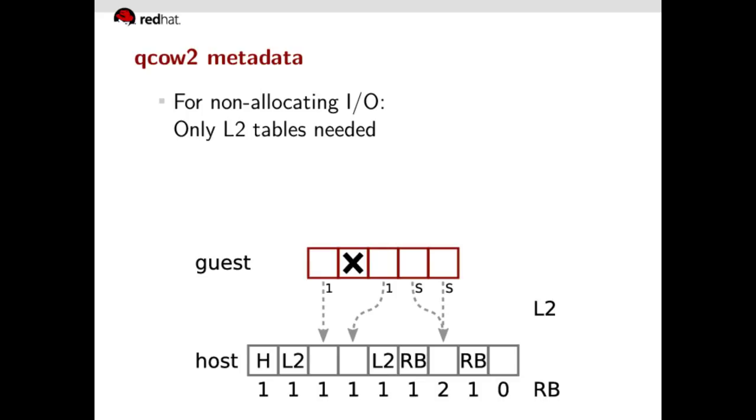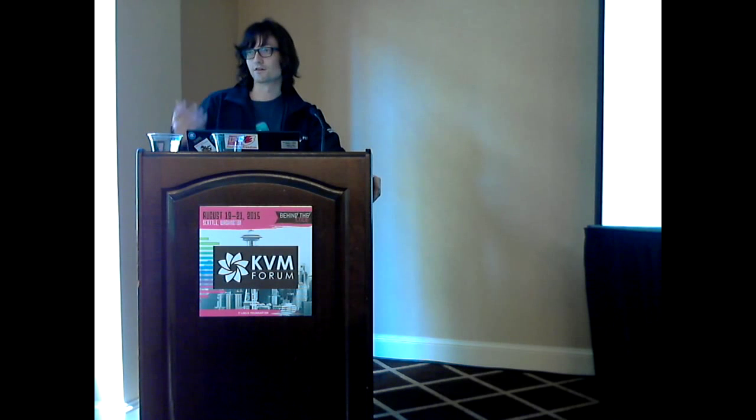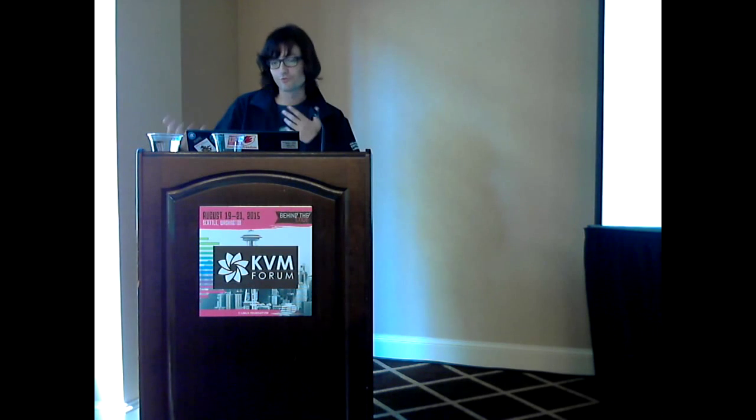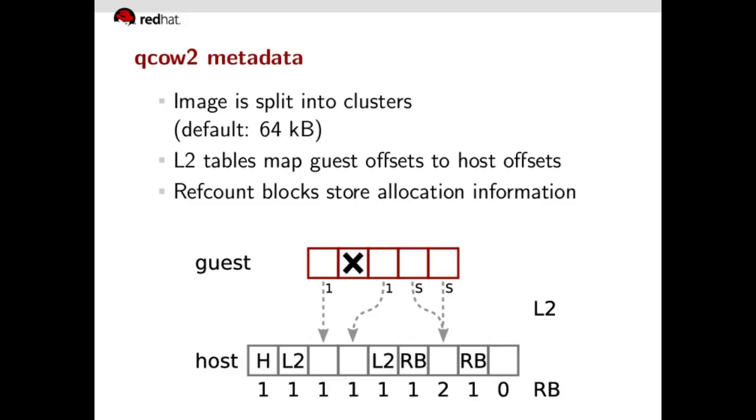So every time you are reading or writing data to a qcow2 file, you're using a guest offset. That is the offset a guest would use on its disk. And the L2 tables are used to map that offset to an offset in the host file. And then QEMU knows where to get that data from if you're reading, or where to write it to if you're writing. The refcount blocks are used to store allocation information.